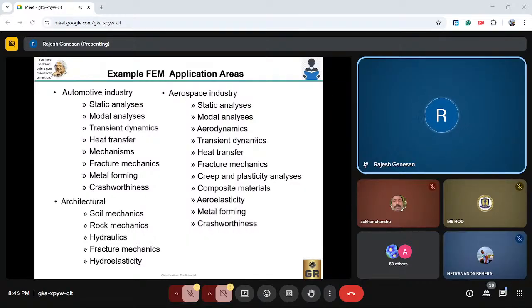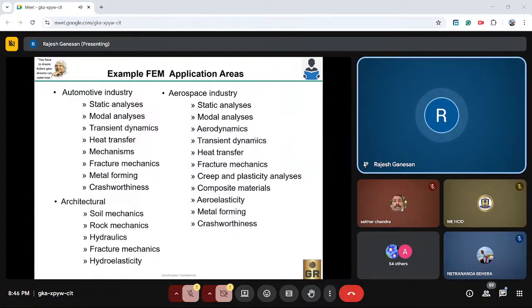Comparatively, two years back, Altair, one of the companies, introduced SimSolid. It is an analysis tool where we can get the result within a minute. All the forces applied, meshing, everything is done by itself, and we get the results. I have some snapshots in the upcoming slides that I will show for your better understanding.